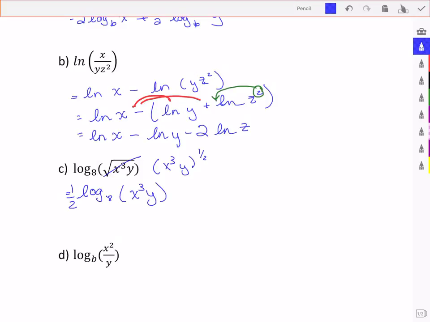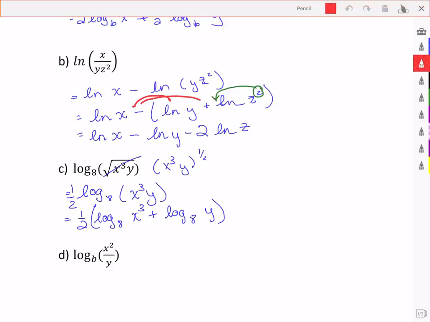So far, with just one step, I've got 1/2 log of 8 x cubed y. Now I'm going to spread out the x cubed y by addition. So 1/2 log 8 x cubed plus log 8 y. Because that's just from that one log, I do want to put parentheses there just to show that they're a single term.